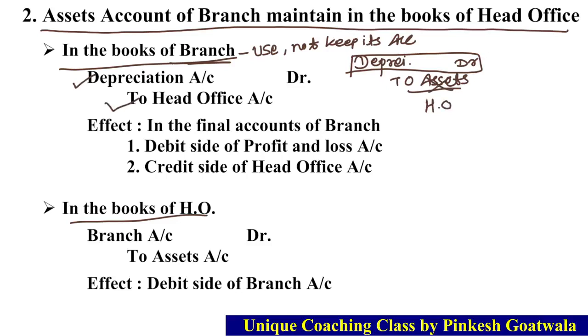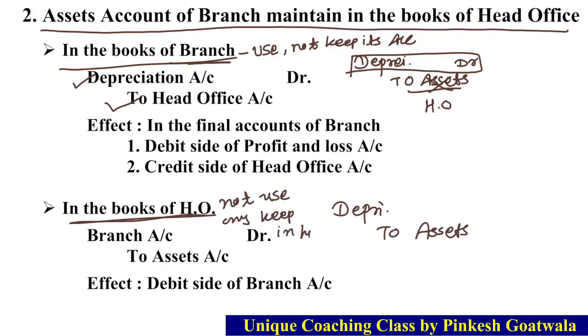And here in the books of head office, just write the basic journal, depreciation to asset. Now what happened here in the books of head office? They do not use the asset, they only keep its account. Now when they do not use it, how will depreciation be calculated? But they keep its account in their own books, so asset will be credited. So here, who comes in place of depreciation? That is branch, because branch uses this. So the journal will be branch to asset.